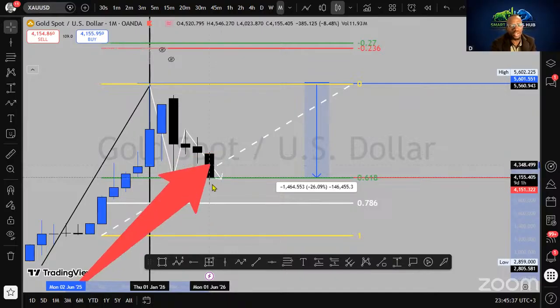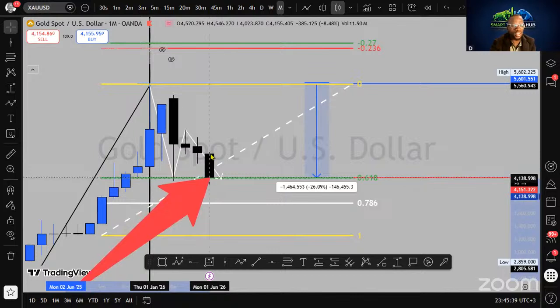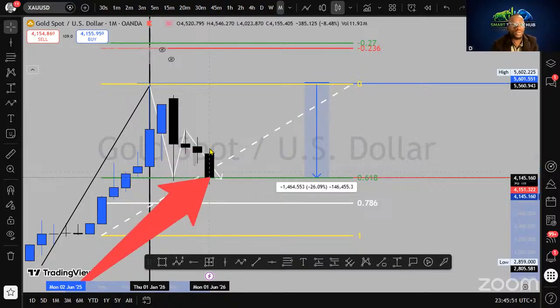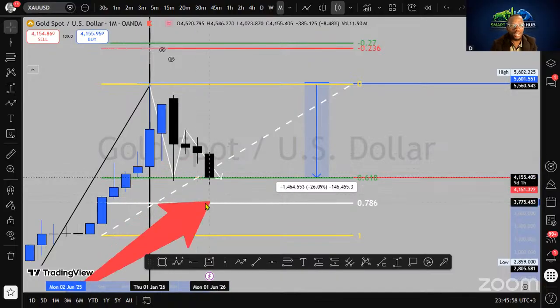This candle has not yet closed. So we are not sure that this price will close at this level. We still have 9 days for the month to close. So this candle, we are not yet counting. But overall, I'm still loving gold to come to this level. I really would appreciate it if gold can come down to this level.